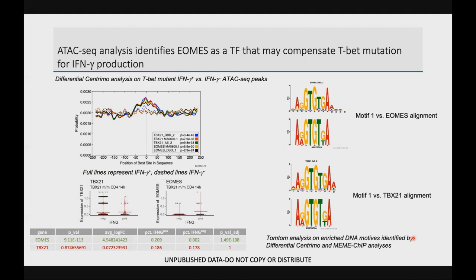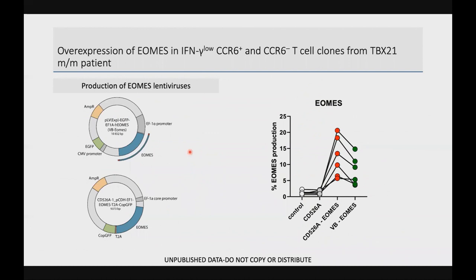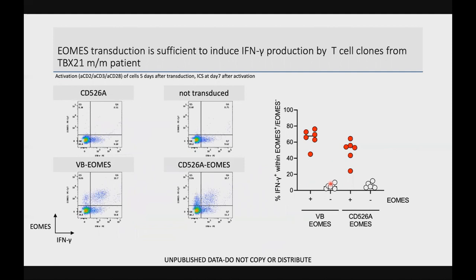So really the question is now whether EOMES expression is sufficient to induce interferon gamma production in TBET deficient T cells. And to address this question, we used two different lentiviral vectors to overexpress EOMES in interferon gamma negative T cell clones from the TBET deficient patient. And in both settings, as you can see, EOMES is expressed in a sizable proportion of cells. So EOMES overexpression is in fact sufficient to induce interferon gamma production in interferon gamma negative T cell clones. As you can see here, up to 70% of the clones can indeed, upon overexpression of EOMES, start producing interferon gamma.